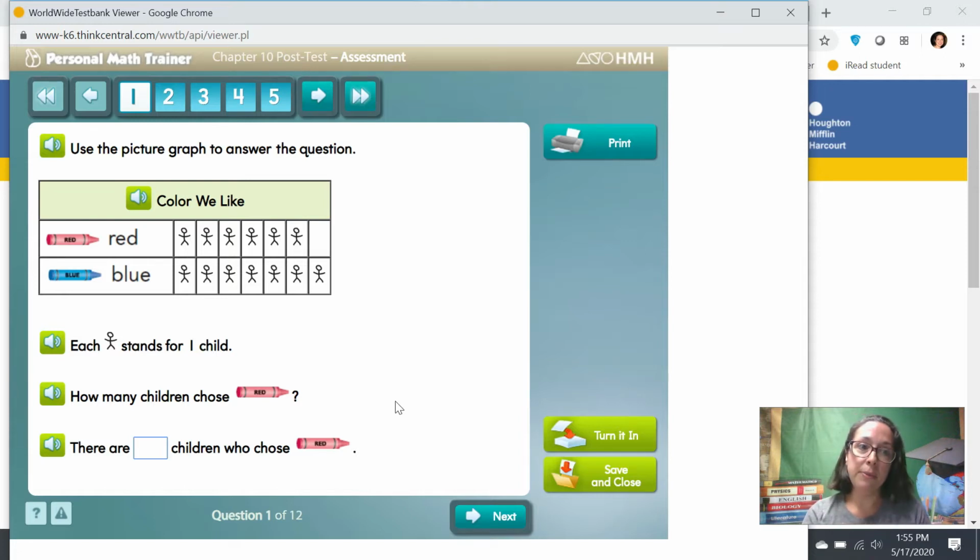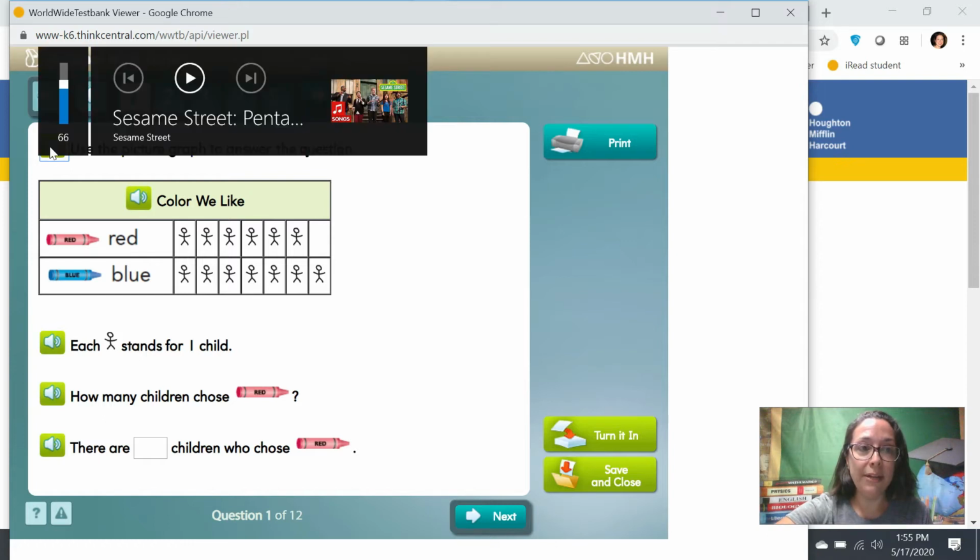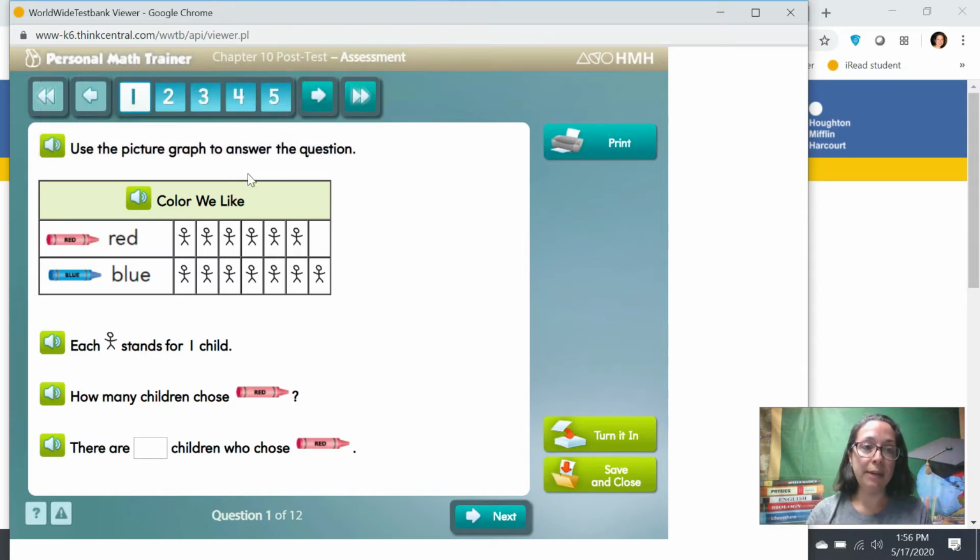All right. Here we go. I'm going to press the speaker. Use the picture graph to answer the question. Okay, dice usa la gráfica de dibujos para responder a la pregunta. And the graph is titled Color we like. Okay, el título de la gráfica es Color que nos gusta. Each stick figure stands for one child. Cada personita representa un niño.